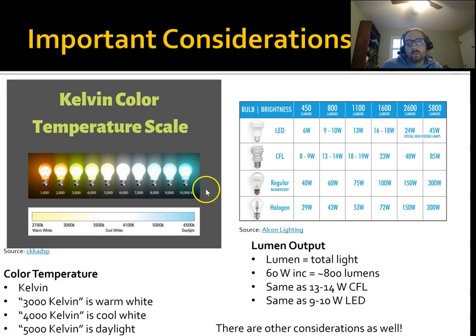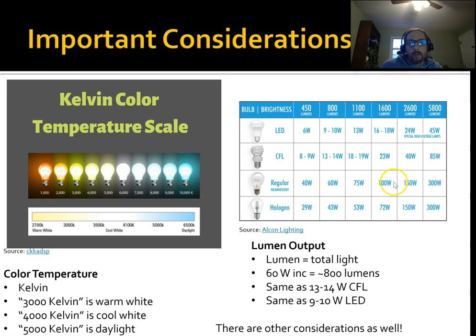Again, just to give you a sense of scale, over here is your lumen chart, typical lumens, right? So if you want 800 lumens, it's about a 9 to 10 watt LED, about a 13 to 14 watt CFL, or about a 60 watt incandescent. Or as you can see here, a 100 watt incandescent, as I said, is like 1600 lumens.